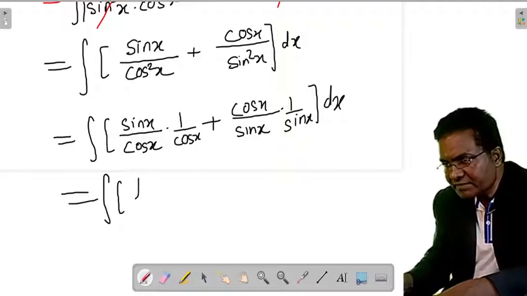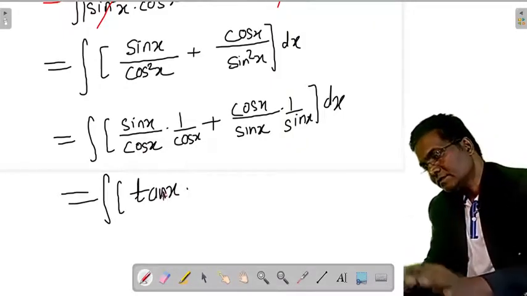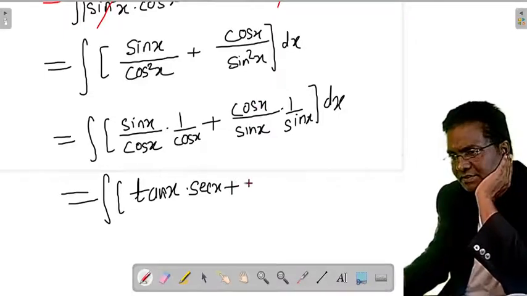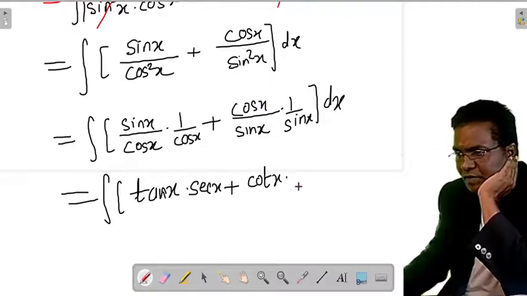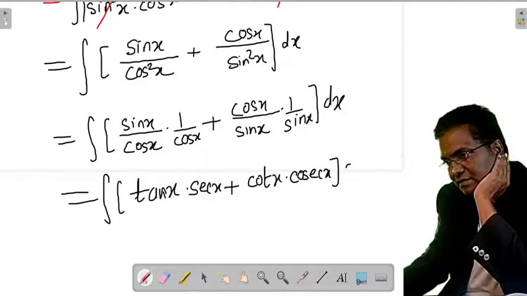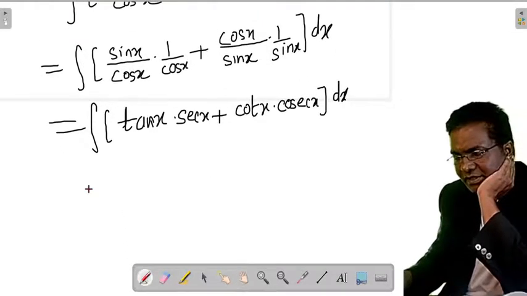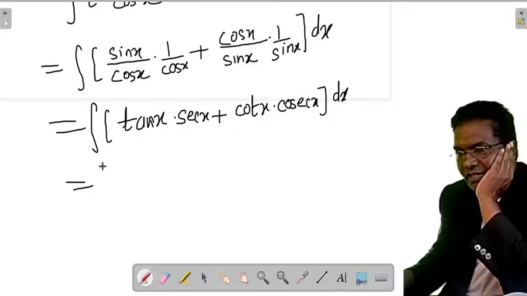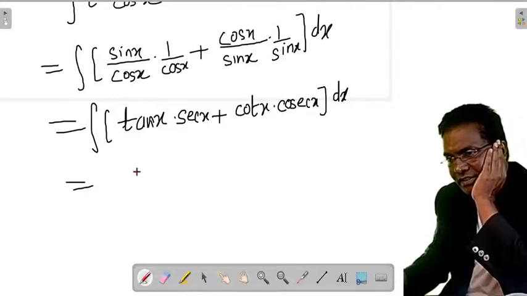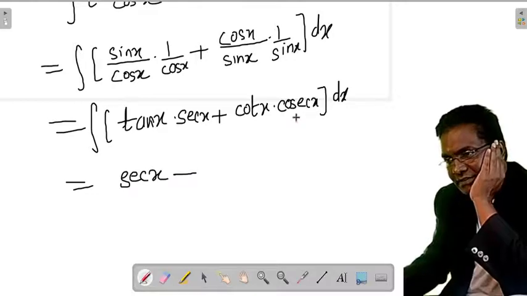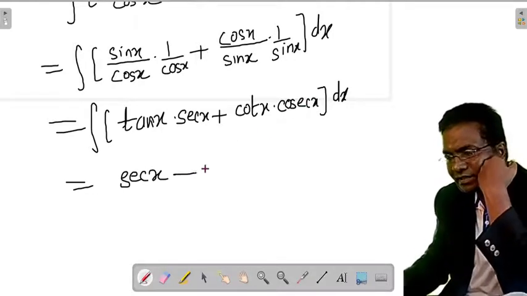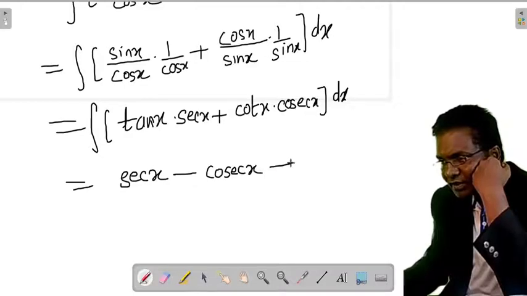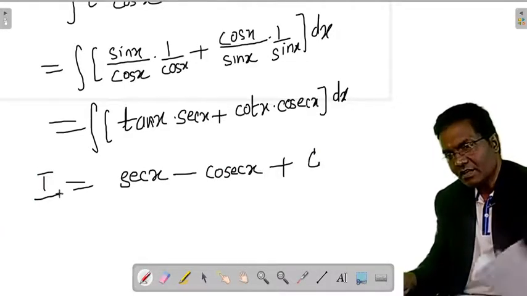Now see here, sin x by cos x means tan x. 1 by cos is secant x. Cos x by sin x is cot x. 1 by sin is cosec x. Okay. Now they are the derivatives. So this is the derivative of sec and this is the derivative of minus cosec. So you can write its integration is sec x, integration of cosec into cot I have written already, so it is minus cosec x plus c. Okay.